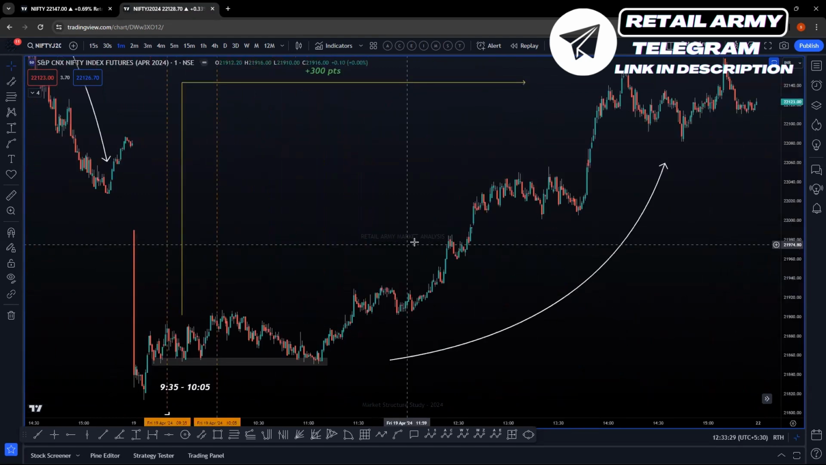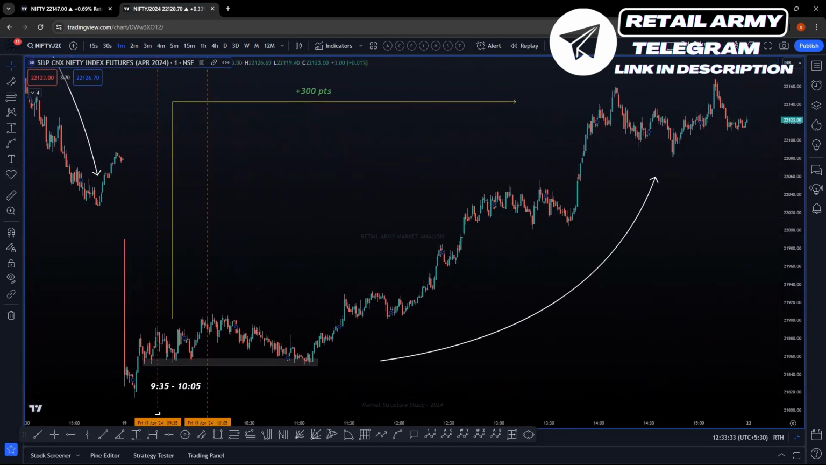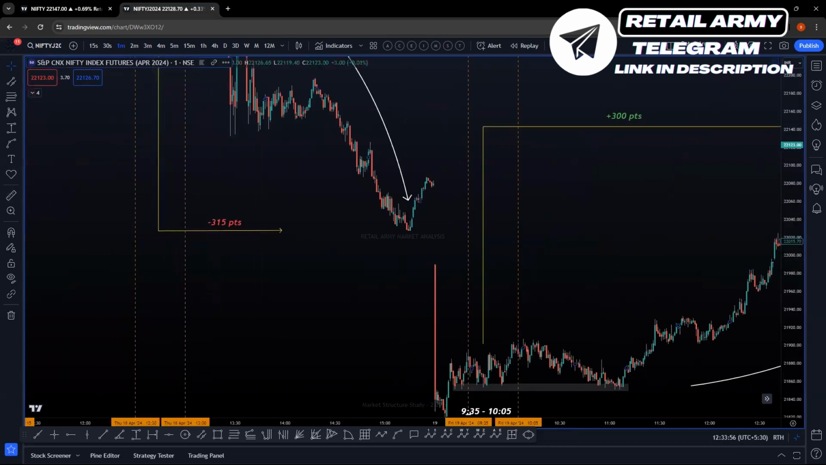This time zone was only shared with the underground traders group, right? So this time zone, 9:15, after the gap down, you can see the first candle, right? After the gap down, 9:35 to 10 a.m., we were expecting a long opportunity here, very simple, and we got a good move on Friday as well, nearly 300 points. So if you combine both days, that's a total of nearly 700 points in 2 days.